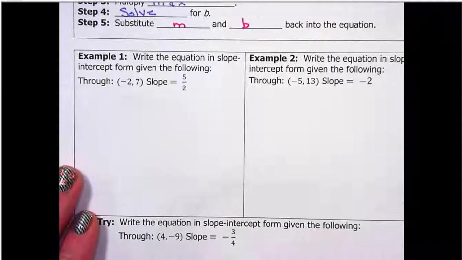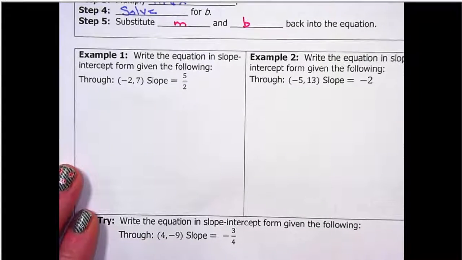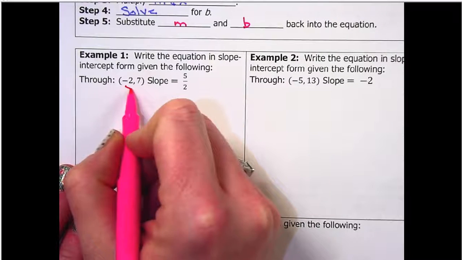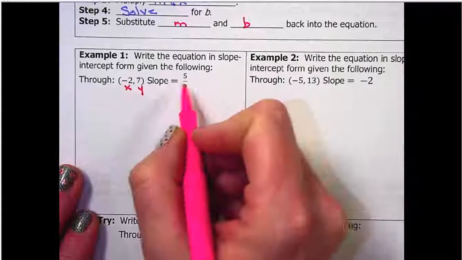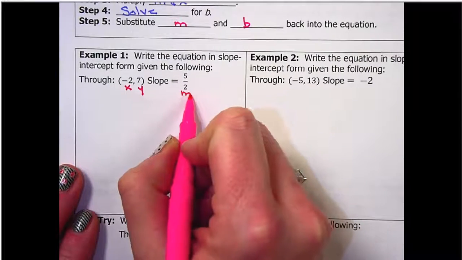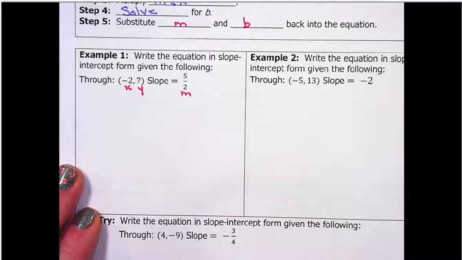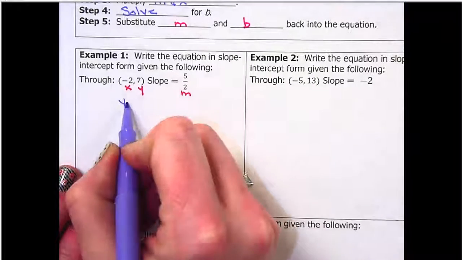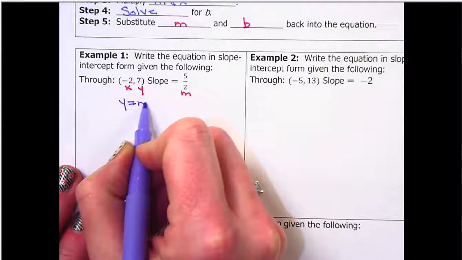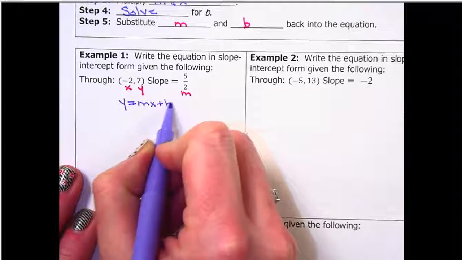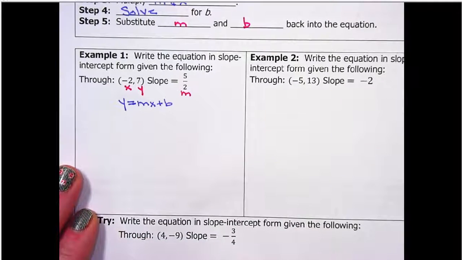All the steps. It is helpful if we label the information we are given. So the ordered pair that we are given, I'm going to label with x and y, and the slope I'm given, I'm going to label with m. The directions, or step 1 above, says write out y equals mx plus b. And now we're going to make our substitutions.